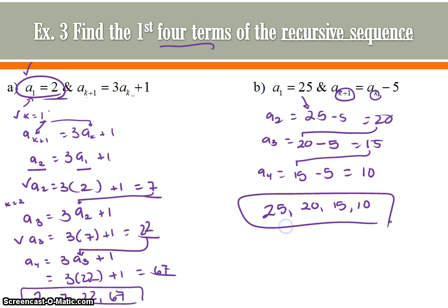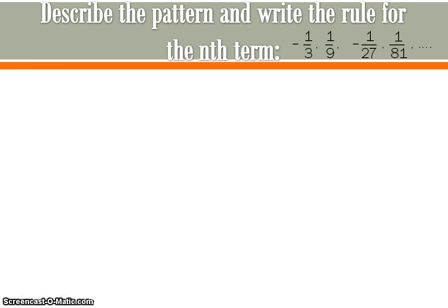And pay close attention to the question where it says find the first 4 terms or the next 4 terms. The first 4 terms would be a1 through a4. If you were given a1 and asked to find the next 4 terms, then you'd have to find 2, 3, 4, and 5. Okay, so that is a recursive sequence.